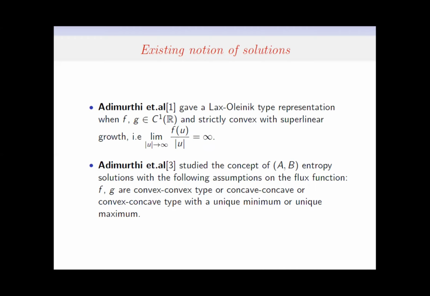Next, Adimurthi et al. studied the concept of AB entropy solutions with the following assumptions on the flux function. Both f and g can be convex or both can be concave, or f can be convex and g concave, or vice versa. But there's one condition: they should have a unique minimum or unique maximum.